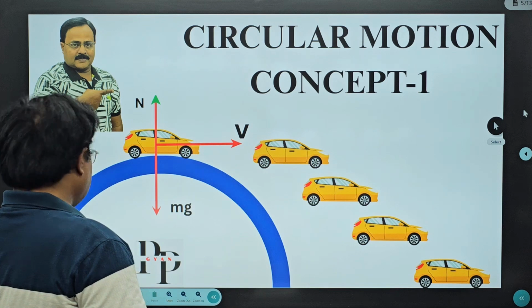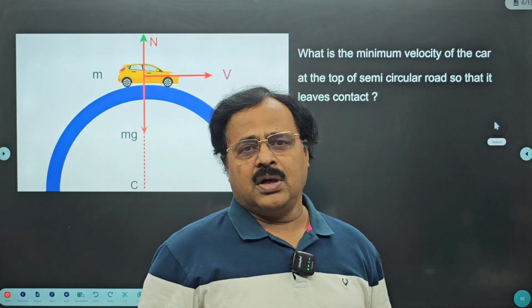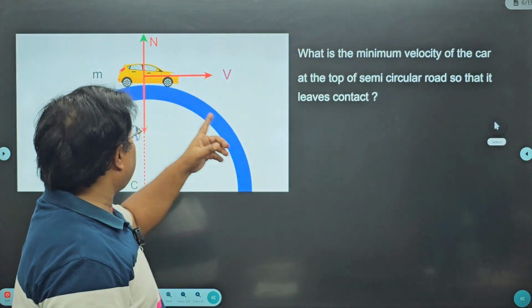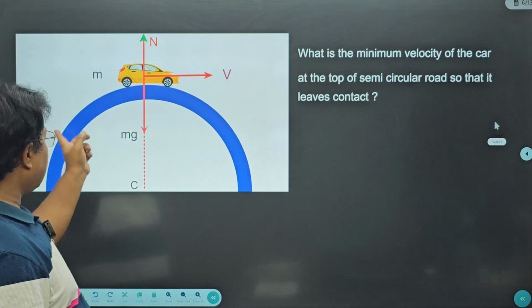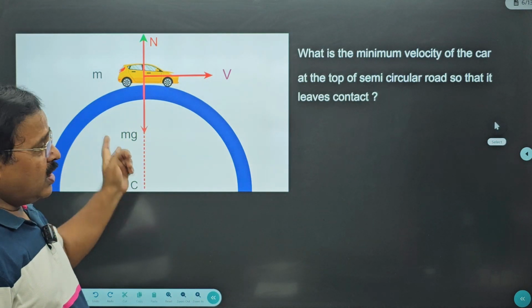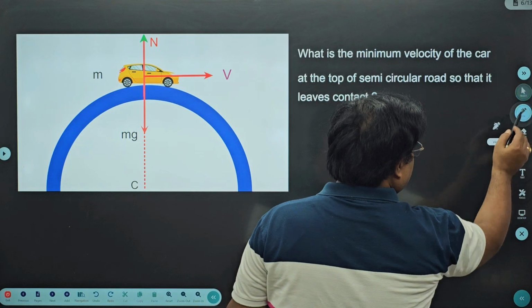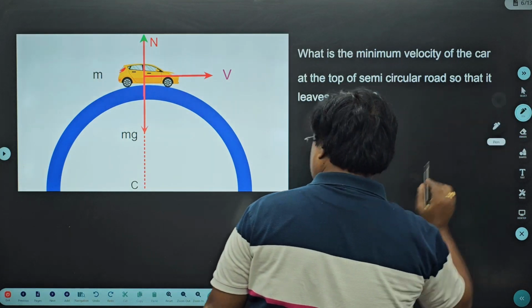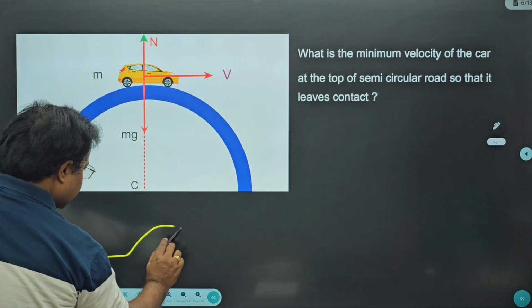In today's class, where I'll be discussing concept 1 in circular motions, we have to find the minimum velocity of the car. This is a circular road. You see, this is a semicircular road. The road can also be like this, as I am showing you in the diagram. How can this road be? This road is like this.